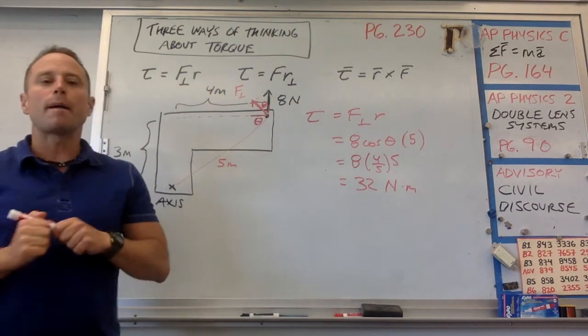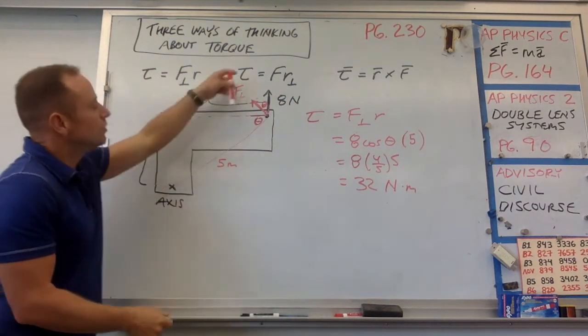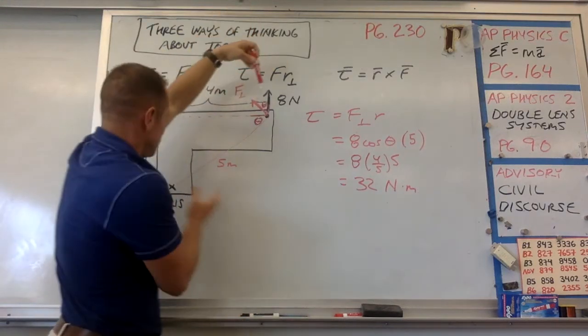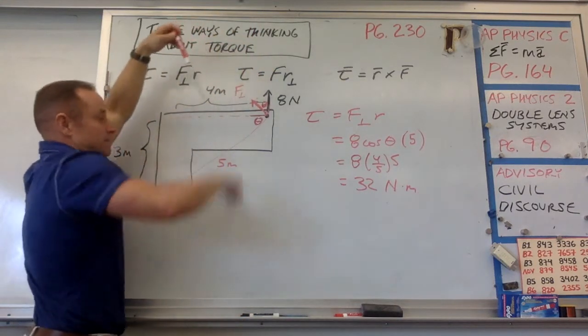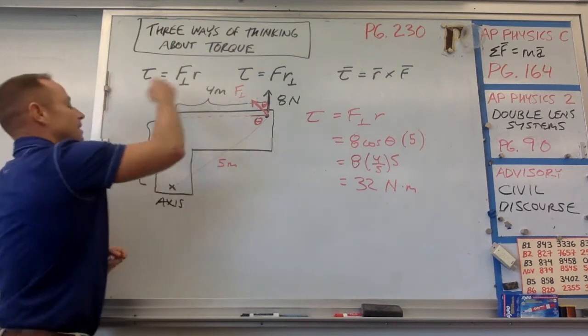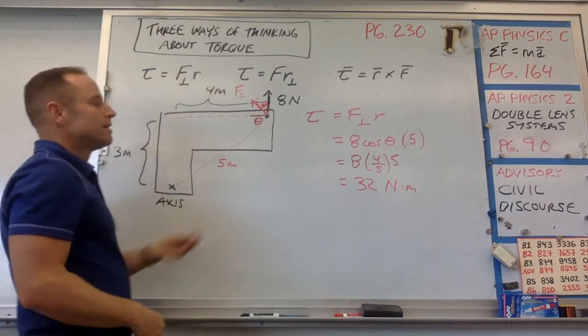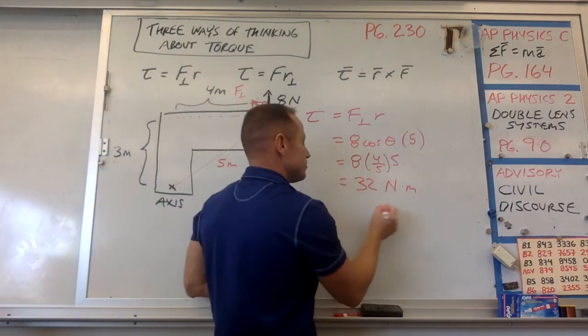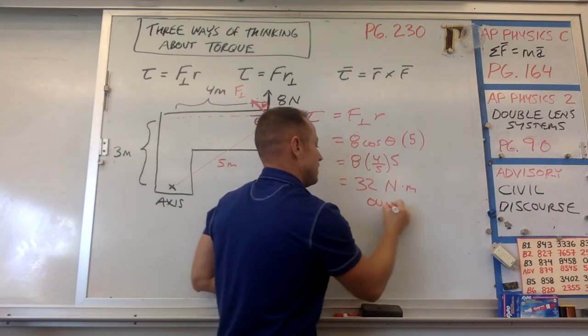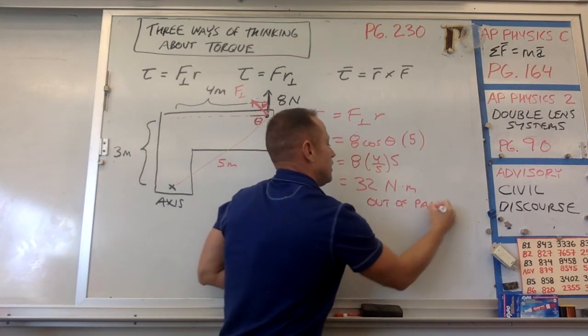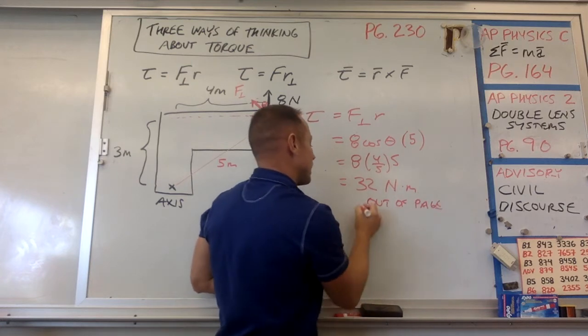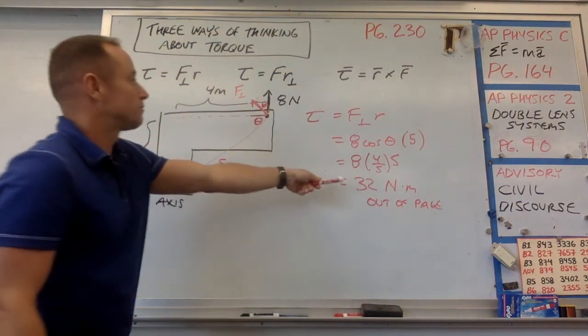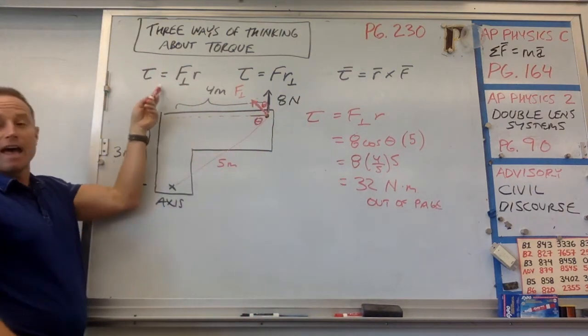And then if you remember the direction for this, you notice that we're pulling up this way, and here's the axis, so this is going to spin around like this. So that's counterclockwise. So you could say that this is 32 newton-meters, and then you could say it's out of the page, by right-hand rule. Okay, so that's your torque calculated using Fperp R.